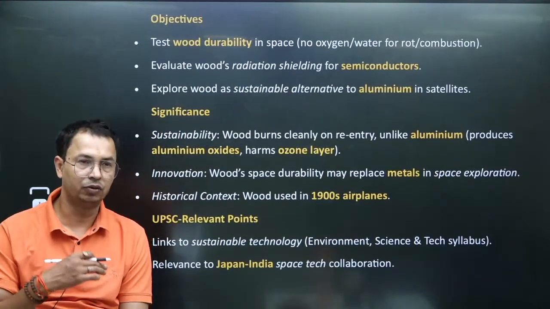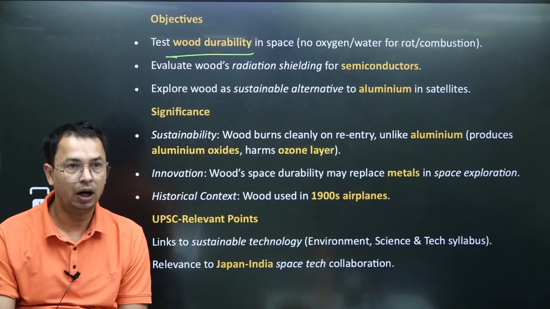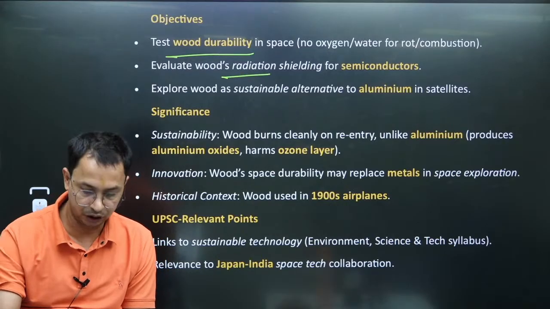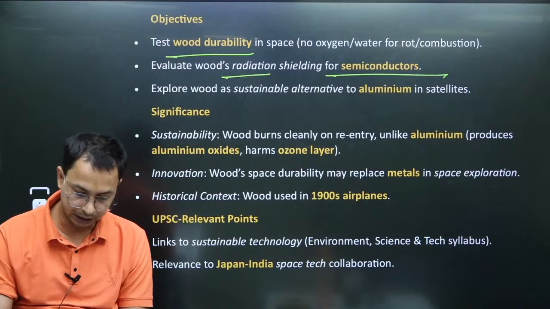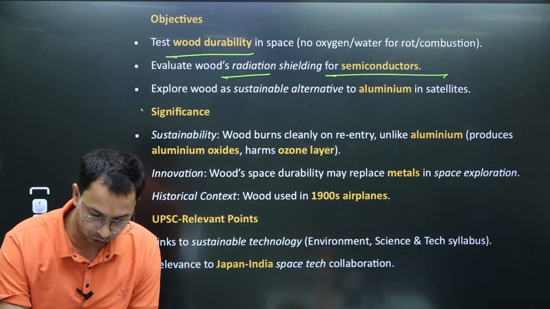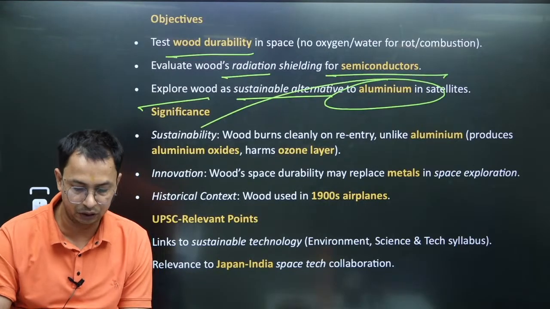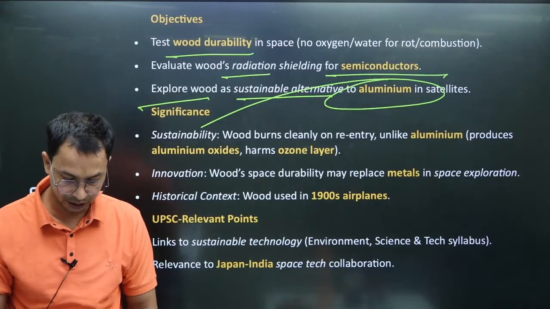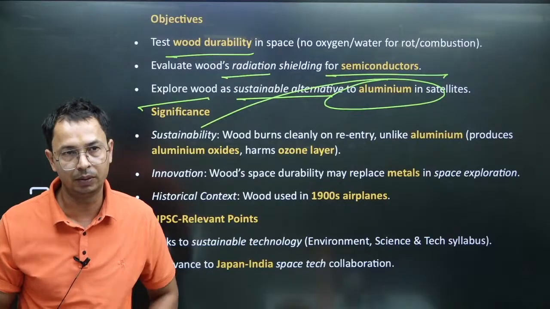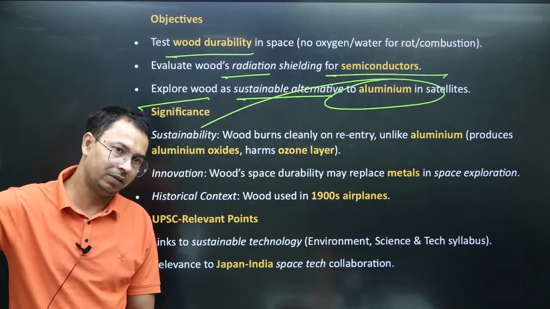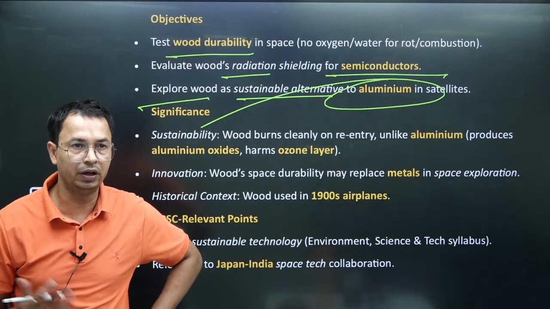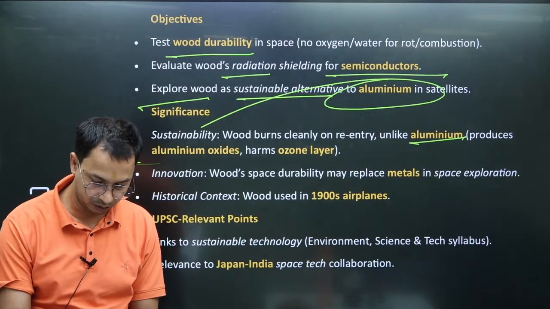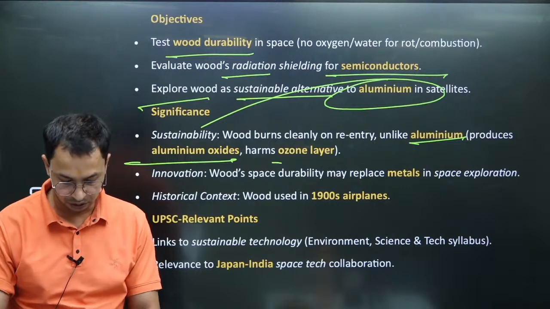Now they are checking how durable the wood will be in outer space, and how this wood retains the shielding for the semiconductors. This will be the mission, and it will explore wood as a sustainable alternative to aluminum. This is the objective, and the significance is whether it can replace aluminum or not, because when the satellite comes back to the atmosphere, because of the atmospheric friction, it will burn. But when aluminum comes down to the atmosphere, it produces aluminum oxide, and aluminum oxide harms the ozone layer.